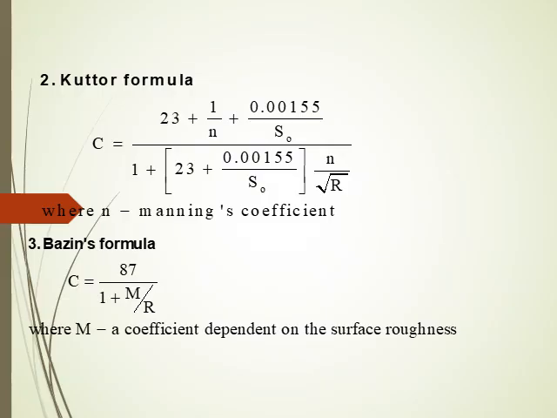Bazin's formula, where C is equal to 87 divided by 1 plus m by square root of R, where m is a coefficient which depends upon the surface roughness, whether the surface is made up of concrete or masonry, or if it is an earthen material. The m value depends upon the type of surface roughness.